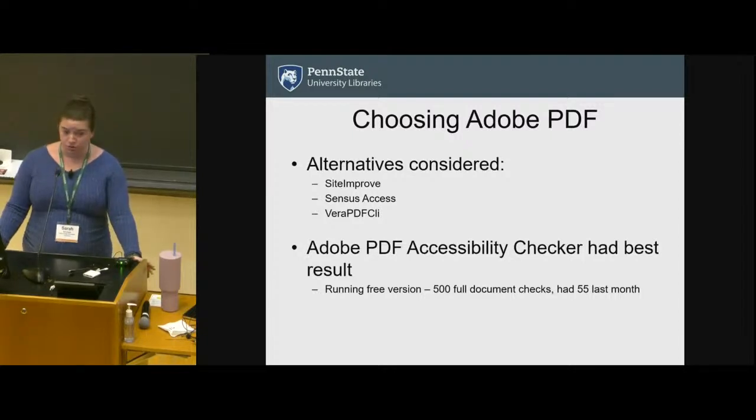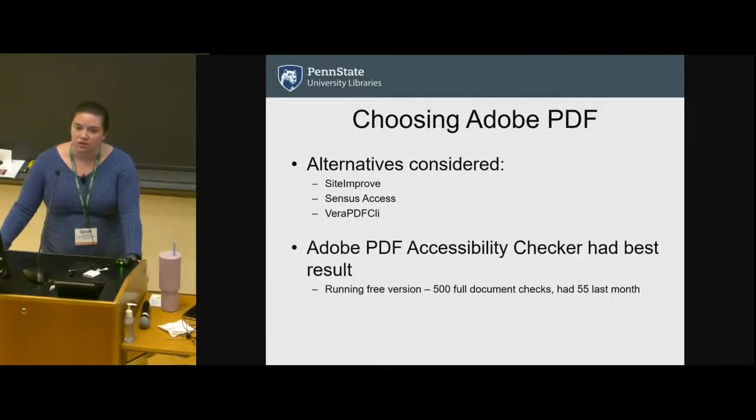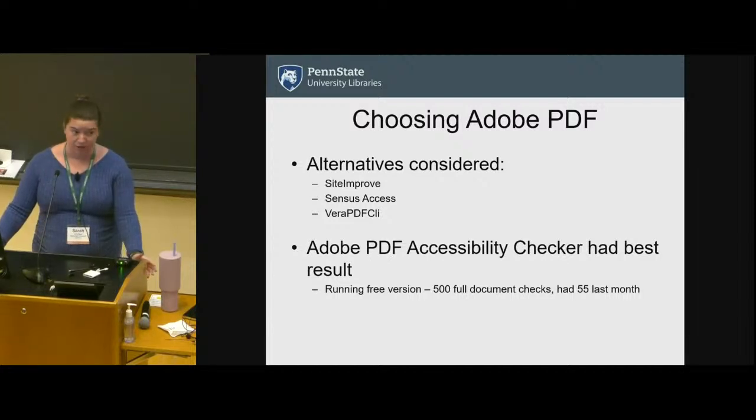So for choosing Adobe PDF, we did look at a lot of different options. One was SiteImprove, since we already use that for a lot of our websites. We also looked at Sensus Access, and then veraPDF CLI were the main ones that we considered. However, Adobe PDF Checker really just had the best result. It's a really clean JSON. It was really easy to parse out, and it was also fairly reliable.